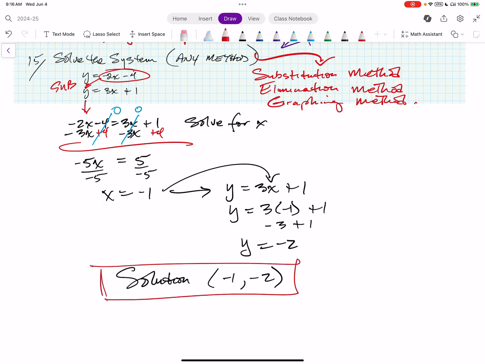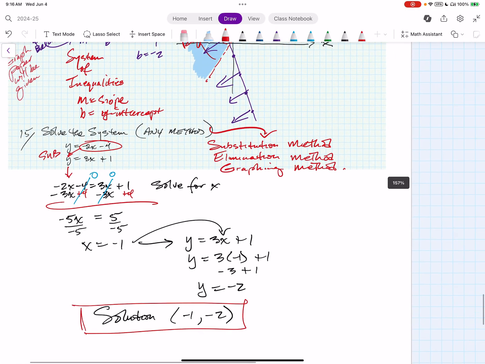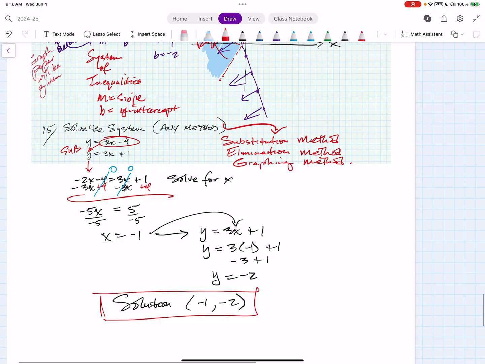Now you could solve this by graphing too, or you could do an elimination method. You could do it any way you like. Since you have graph paper, you could graph both of them. Let's see here. Let me draw a little graph here. So if you want to use graph paper, you can.